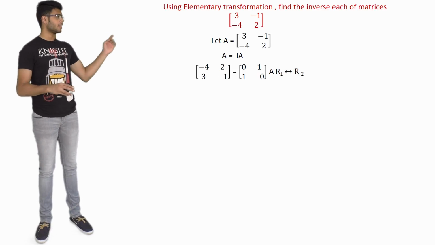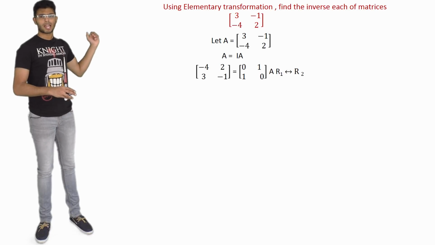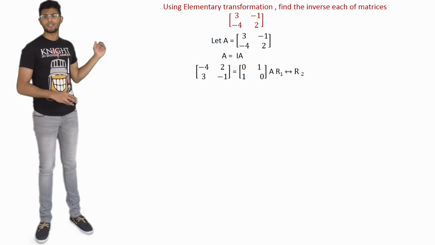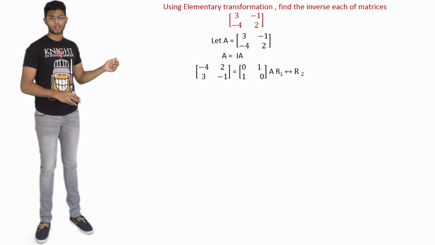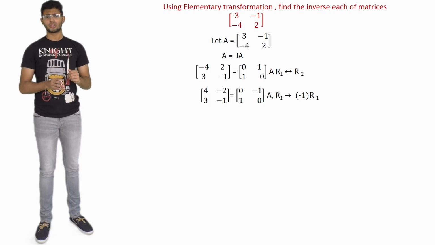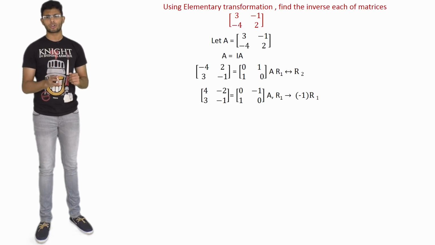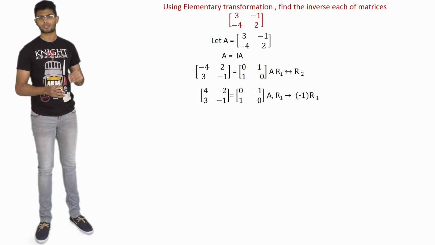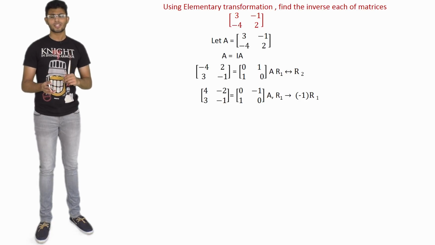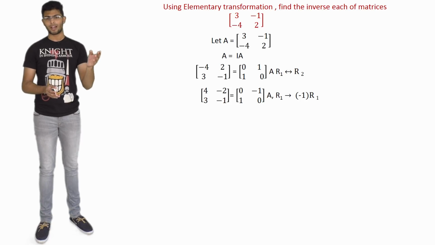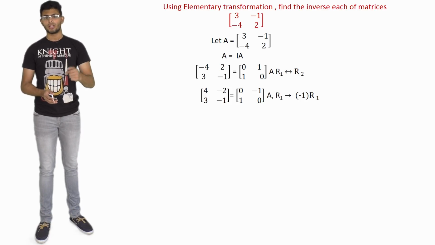Once you've done that, you're going to get -4 and 2 in your first row, and 3 and -1 in the second row. And the same way on the RHS, you're going to have 0 and 1 in the first row, and 1 and 0 in the second row. Now you're going to multiply the first row with -1. Once you multiply the first row with -1, you're going to have 4 and -2 in the first row. Obviously, when you try to make your LHS into your identity matrix, you're going to have 1 and 0 and 0 and 1.